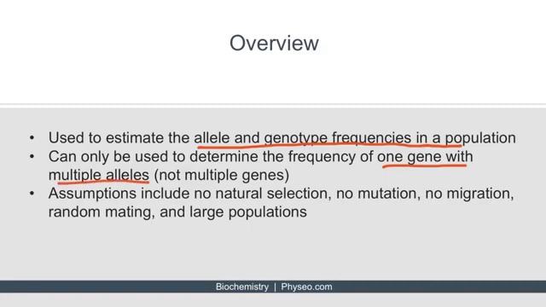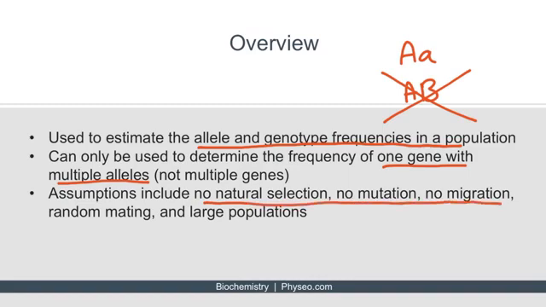So, for example, it can be used to determine the frequency of big A, little a, but not big A, big B. Big A, little a represent one gene with two alleles, whereas big A, big B represent two different genes. Finally, when using this principle, there are several assumptions, including no natural selection, no mutation, no migration, random mating, and large populations.